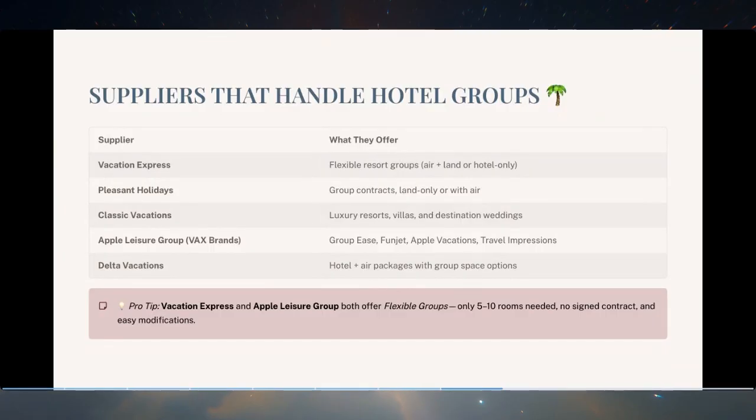You can see here we have Vacation Express, Pleasant Holidays, Classic Vacations, and Vax, which does a lot of them. Delta Vacations does great ones. These are very great to use no matter what, like a resort, hotel, whatever, they're normally found in here. I will tell you too, Vacation Express and Apple Leisure Group both offer flexible groups.